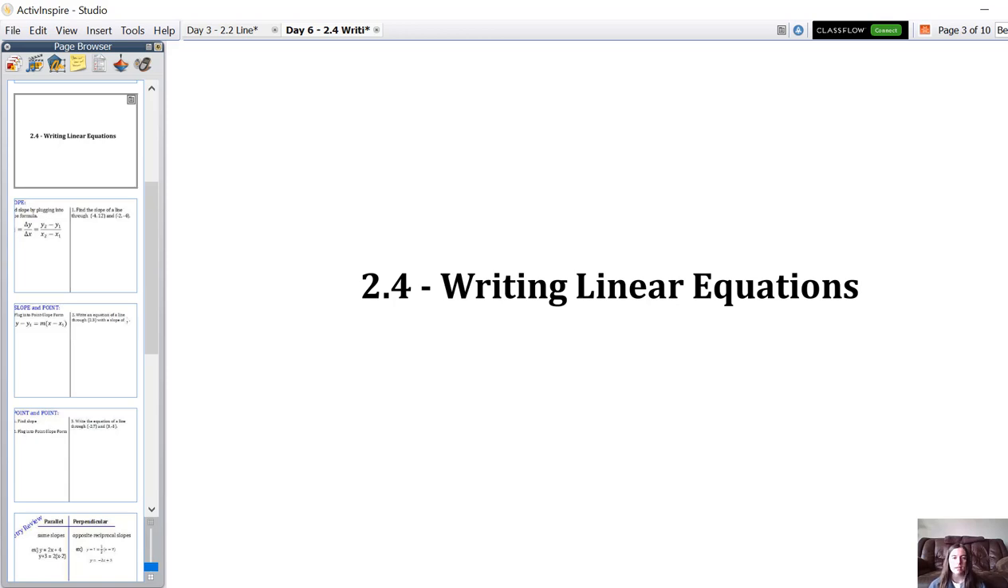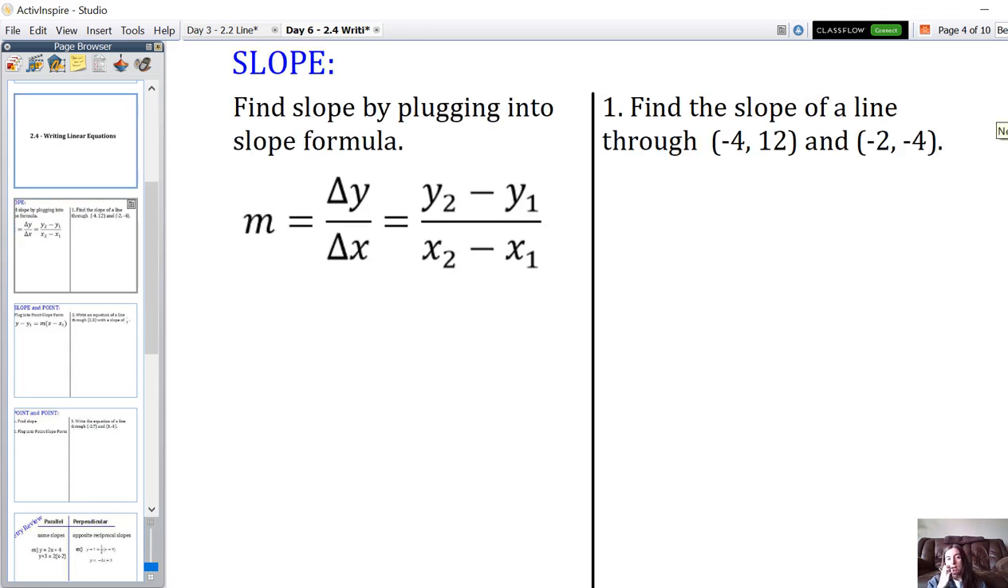Hey y'all, let's practice writing some linear equations. Now when you're writing a linear equation, one thing that you'll need a lot of the time is the slope, right? How steep our line is going to be. Is it positive or negative? Is it basically vertical? Is it pretty flat? That's what the slope will tell us.